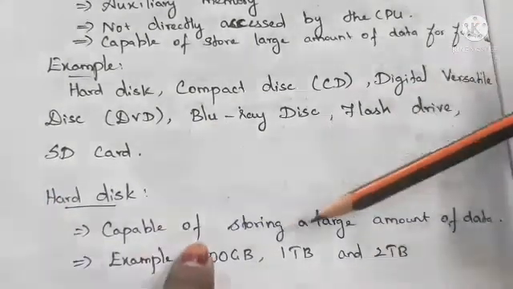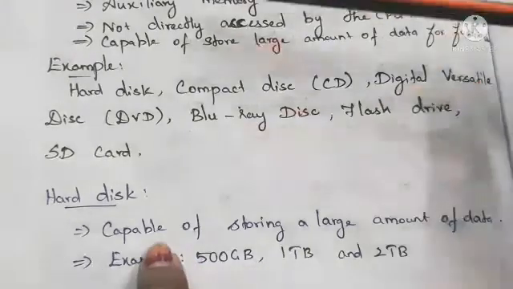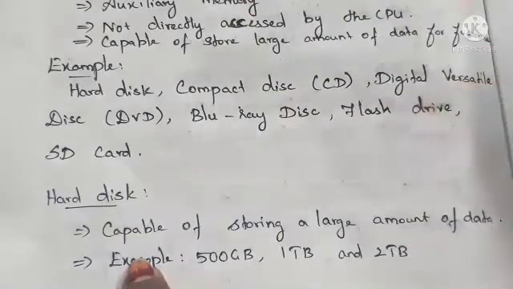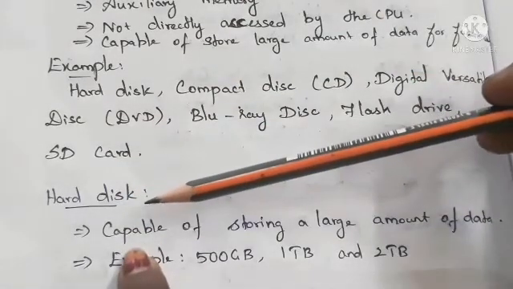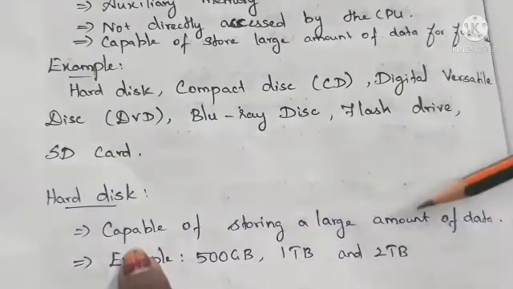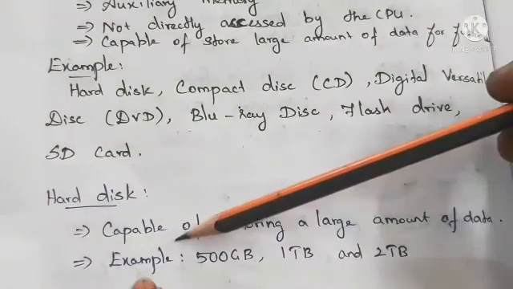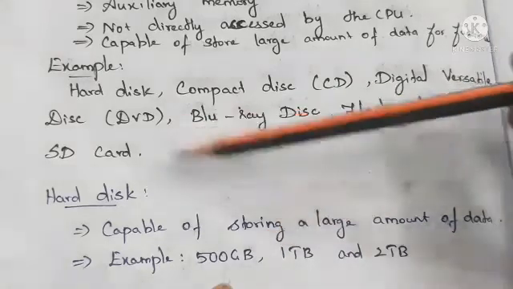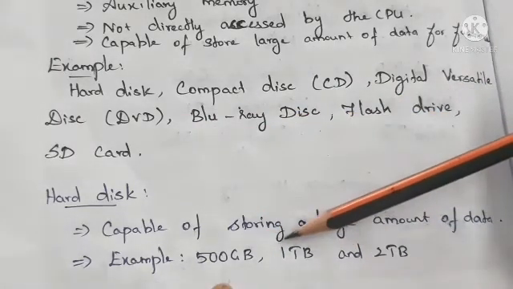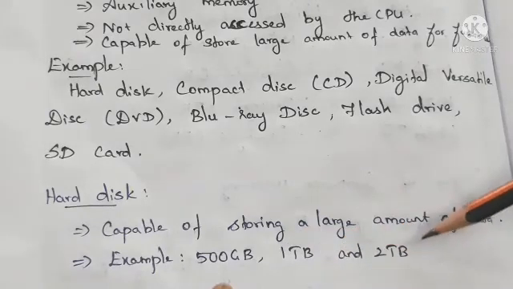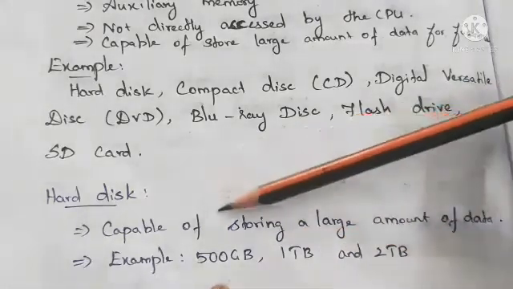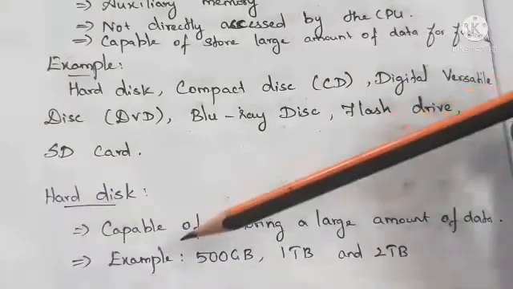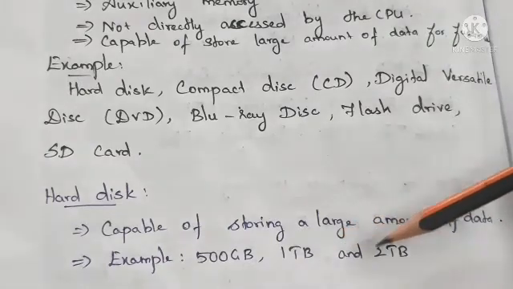It's capable of storing large amount of data. We know the secondary memory means it is capable of storing large amount of data. So some hard disk examples are 500 GB of data we can store in the hard disk, then 1 TB, that means 1 terabyte, and 2 terabytes. These are some examples of hard disk. Hard disk is capable of storing large amount of data. Examples are 500 GB, 1 TB and 2 TB.